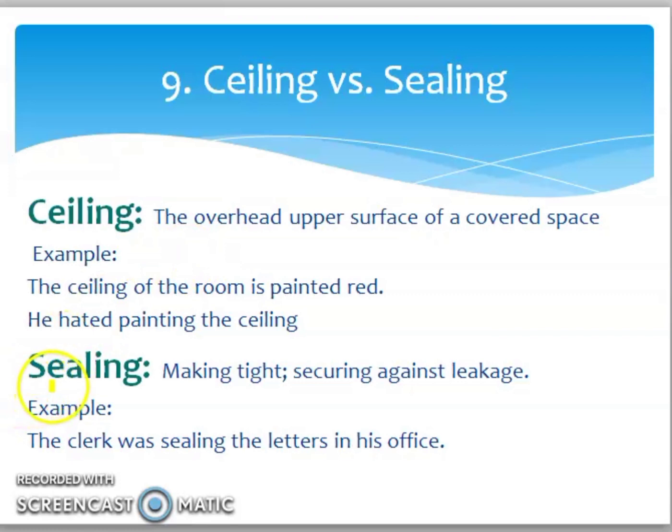The second, sealing, making tight, securing against leakage. Example, the clerk was sealing the letter in his office. So you might have heard of seals, okay, stamps. So sealing means an action.